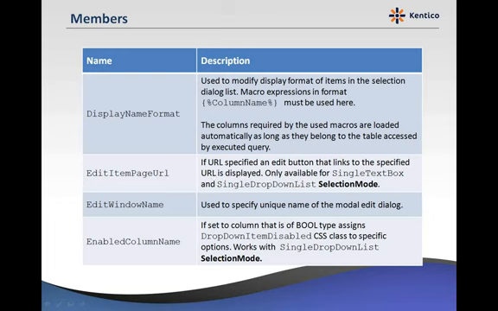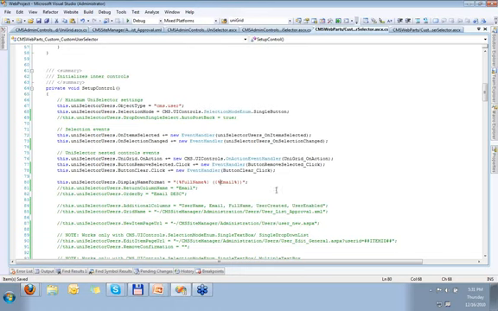Edit item page URL, that's a very interesting feature of the UniSelector. It allows you to specify the target URL that will be used for single text box or single selection mode UniSelectors. Whenever you click the edit button displayed, once you specify edit item page URL, the target page will be opened, and you can use this page to edit the selected item.